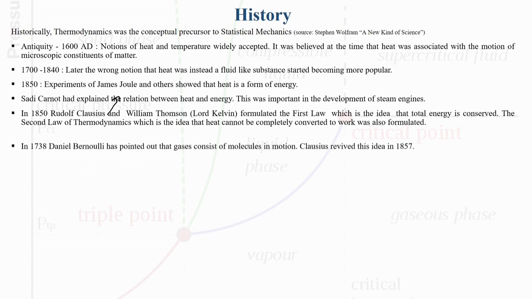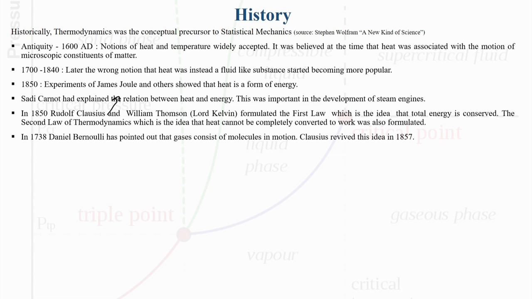So, in 1738 Daniel Bernoulli pointed out that gases actually consist of molecules in motion. You can see that these ideas kept on being reinvented independently by various thinkers. From antiquity people guessed correctly, then in between people forgot about it, that atoms are the basic constituents of matter and heat manifests itself because of the motion of molecules. So, basically heat is just a manifestation of the kinetic motion of molecules. That was an idea that was repeatedly rediscovered throughout history by various thinkers.